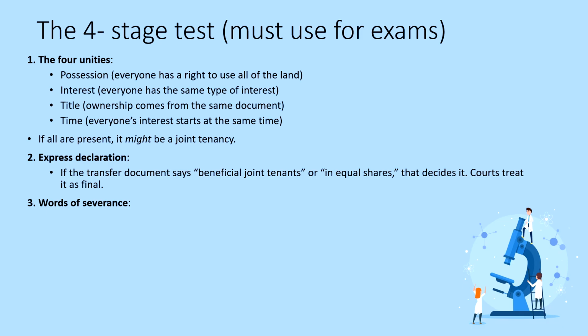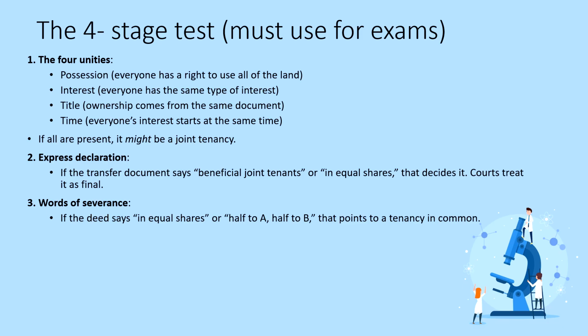Again, another type of wording in transfer documents that should be an indicator is those kind of shares or half to A, half to B, those kind of things. Those we call words of severance because they make it clear that there are distinct slices which are different for each tenant. And then lastly, this is a bit more of a complex part of the test, and that's where we look at different presumptions that might be existent in equity or trusts law.